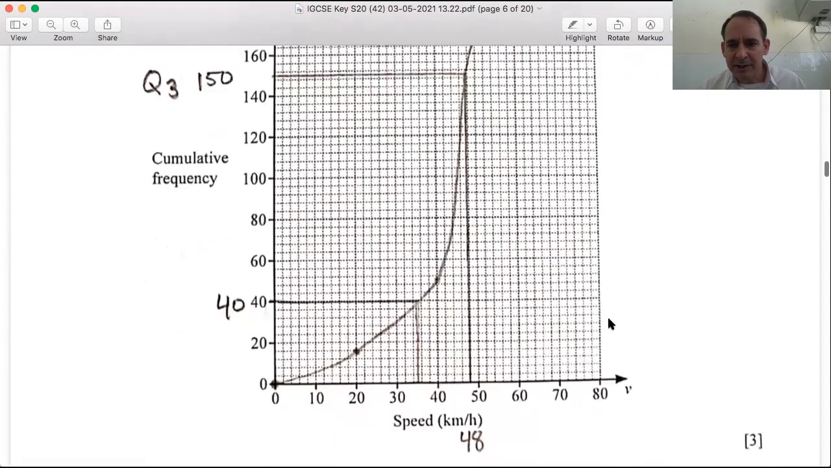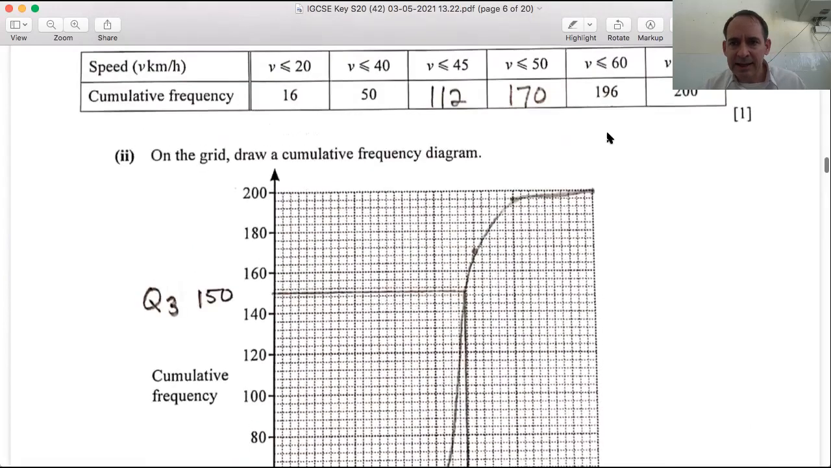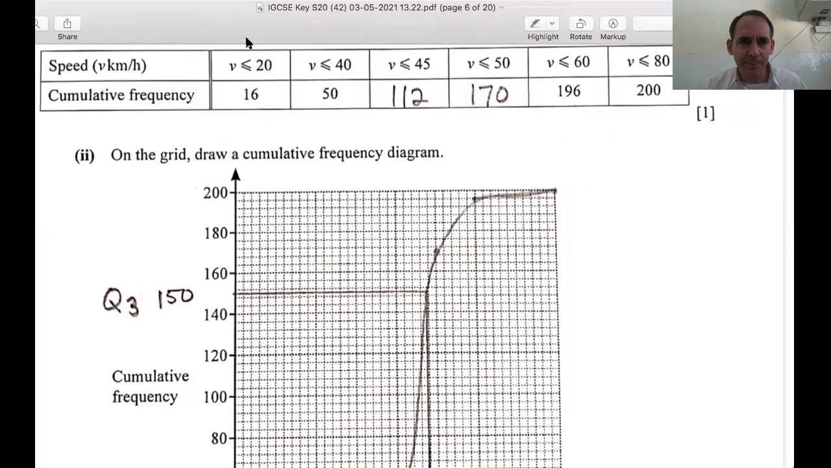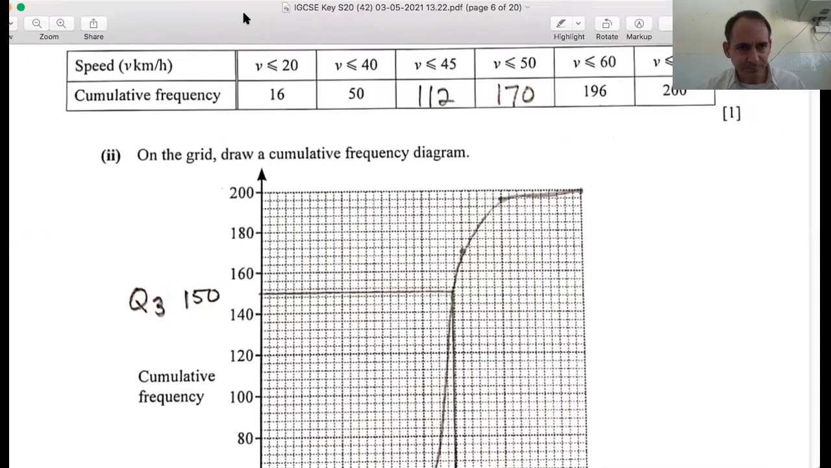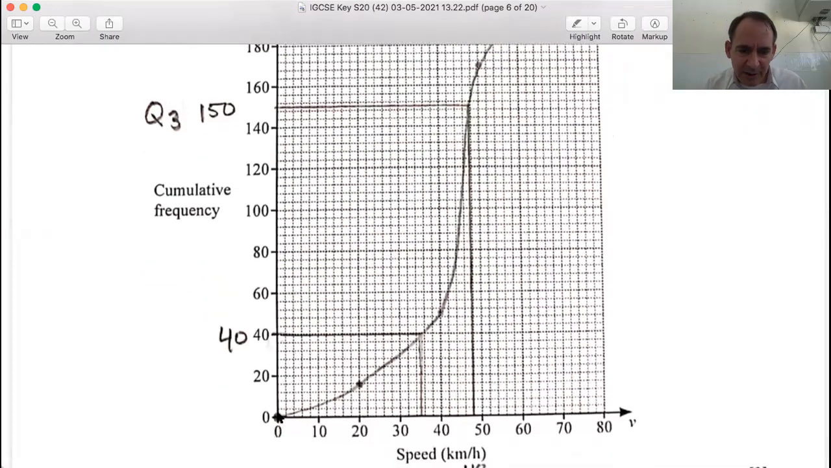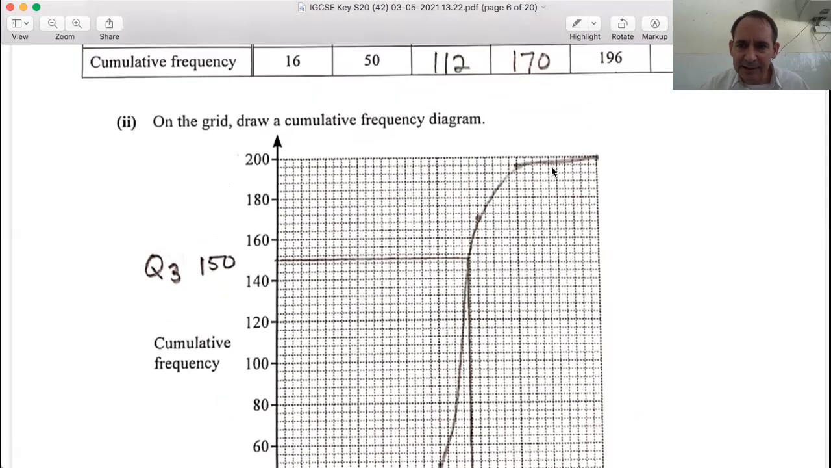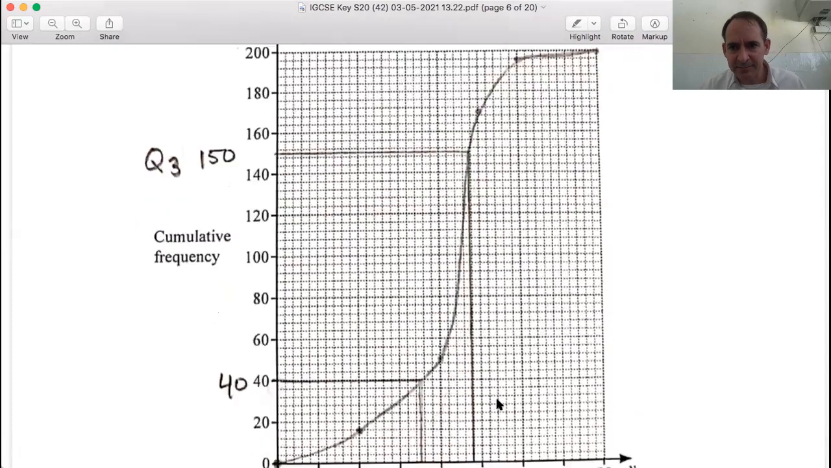And the 200 then goes on your 80, the 80 being our uppermost class boundary. Then you connect those, trying to make it as smooth of a curve as possible. You're going to be transitioning from a concave up shape to a concave down shape, so you have to try to smooth out that curve as much as you can.